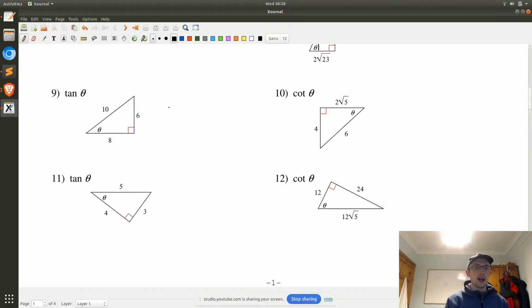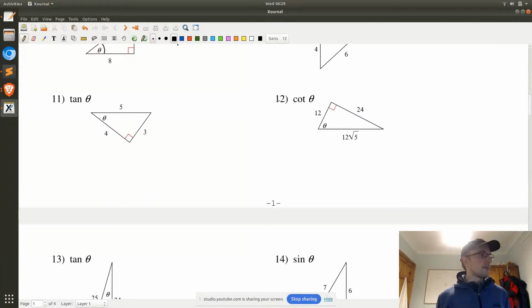Next, tan of theta. Tan of theta is opposite over adjacent. Opposite is 6, adjacent is 8, so it's 6 over 8, so it's 3 over 4. Cotangent of theta is adjacent over opposite, so that's 2 root 5 over 4. Cancel out the 2, so that's root 5 over 2.